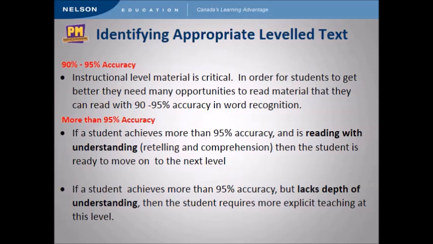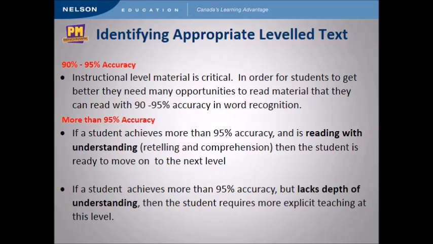In order to do this, we need to look at the accuracy rate and the comprehension of the student. If the student is scoring 90 to 95% in terms of word recognition, then most likely this material is at the instructional level. In other words, this is text that provides the student with some challenges, but not so many challenges that the student becomes frustrated. If the student is scoring more than 95% in accuracy, you need to take a look at 2 things. One, if they're scoring more than 95% accuracy and they're reading with understanding, then the student is ready to move on to the next level.